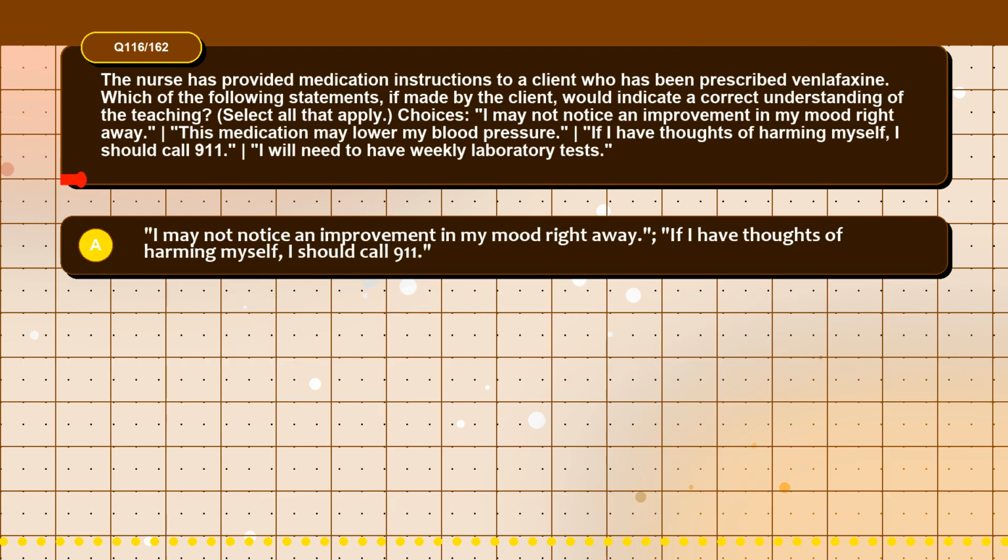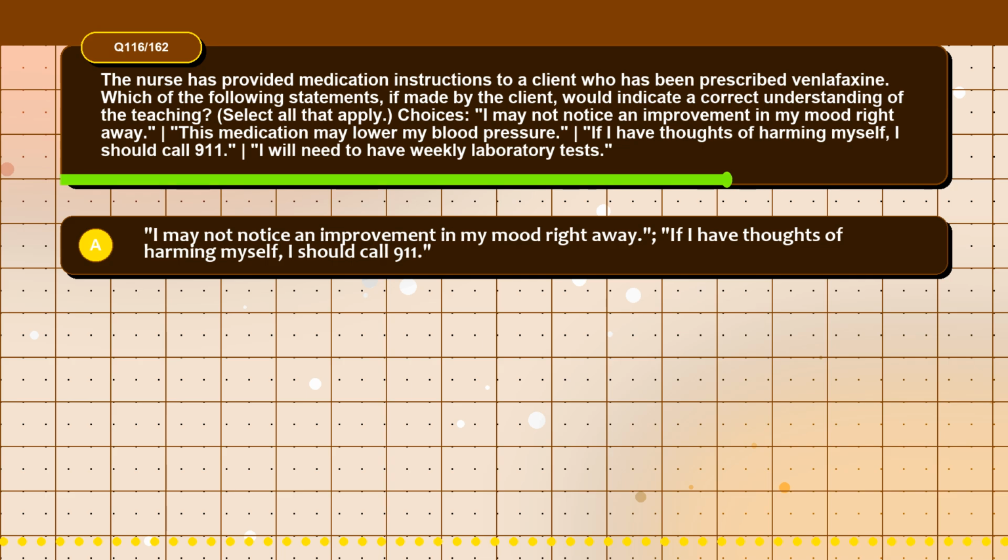Question 116. The nurse has provided medication instructions to a client who has been prescribed venlafaxine. Which of the following statements, if made by the client, would indicate a correct understanding of the teaching? Select all that apply. Choices: I may not notice an improvement in my mood right away. This medication may lower my blood pressure. If I have thoughts of harming myself, I should call 911. I will need to have weekly laboratory tests.